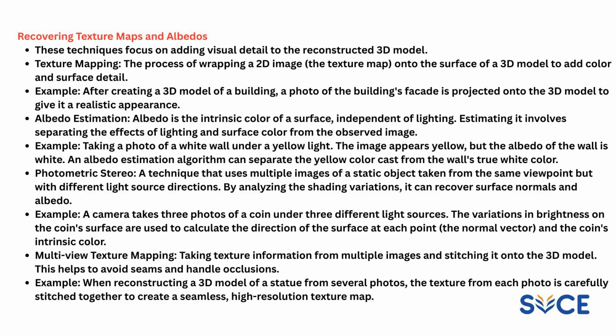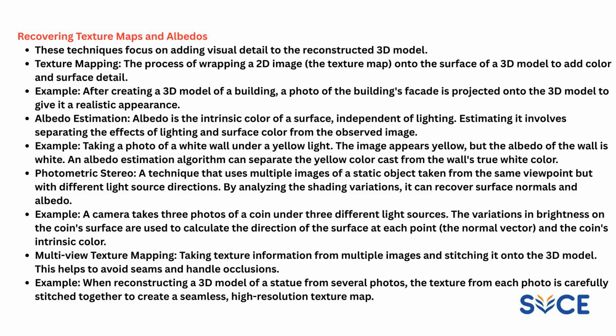Next, we talk about multi-view texture mapping. So far, we have used one image at a time, or at least three images. But what if we have a whole collection of images? Say a dozen photos of a statue from different angles. Multi-view texture mapping combines information from all those photos. It stitches the best texture patches from each image onto the 3D model.